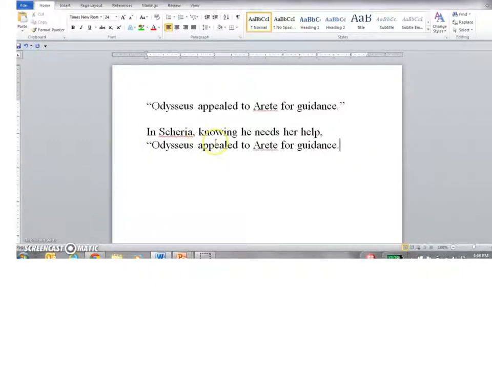Now we know that that is a past tense verb and this is a present tense verb, so that doesn't match. So I'm going to change "appealed" to "appeals," and I'm going to encase the entire word in a square bracket. That's my way of telling my readers that I had to change this word in order to make it grammatical. Then I would continue with my quote, "as Nausicaa had instructed him to do." There we go, and then I would have my citation. So there it is.